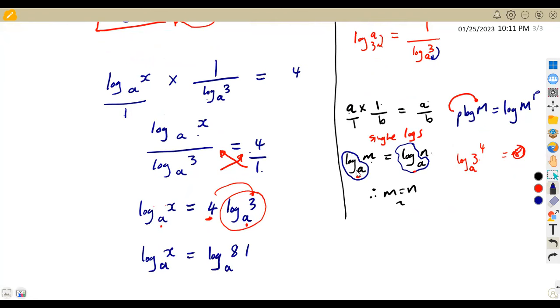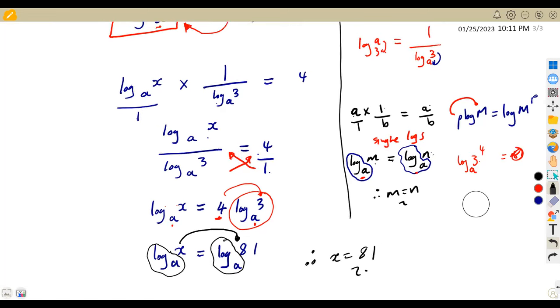And if it is like this, let's apply this law: if log m base A is equal to log n base A, then m is equal to n. So here we have the logarithm in base A, which is the same as the logarithm here in base A. So x is going to be equal to 81 by default. Therefore, x is equivalent to 81. So that is the concept that you needed there.